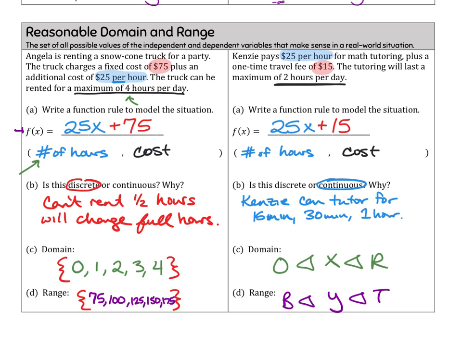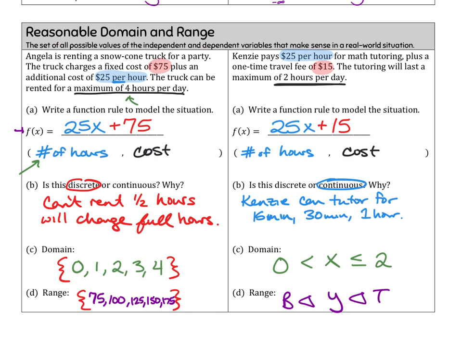0 hours. Would she tutor exactly 0 hours? No, that doesn't really make sense. So we're going to say 0 is less than x, because we'd start tutoring, right? We wouldn't have 0 hours of tutoring. And on the right side, what's the most number of hours she can tutor? 2 hours per day. Now she can tutor exactly 2 hours per day. That's her limit, so we can go less than or equal to 2 hours.